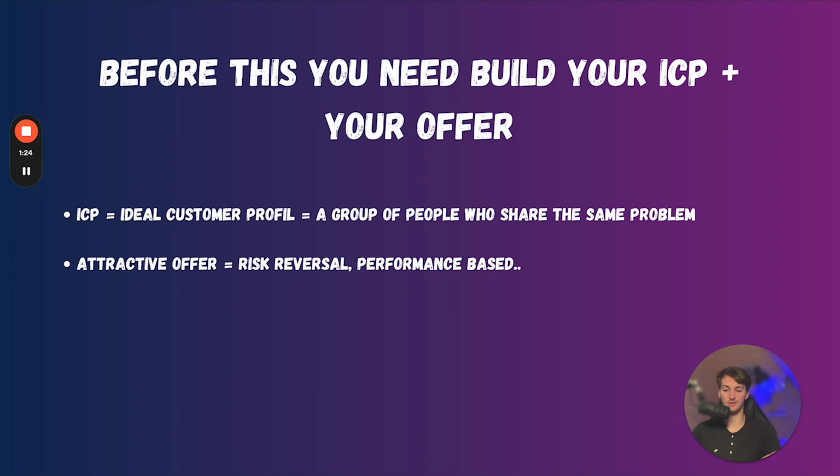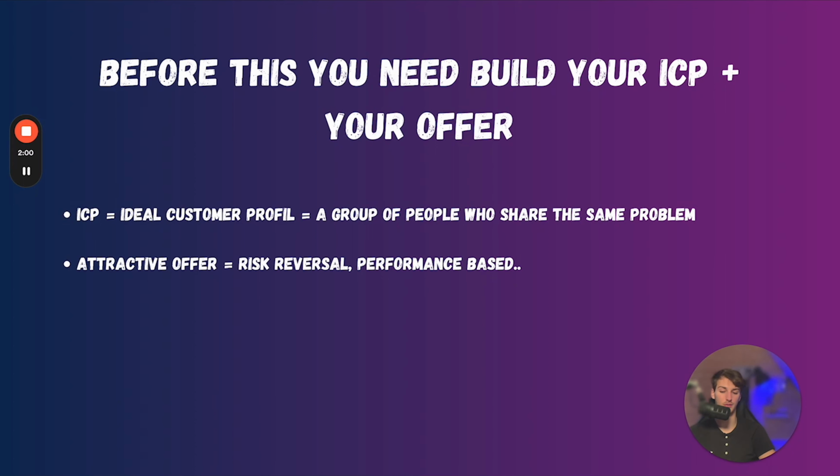So basically, ICP is your ideal customer profile. Let's say you have a lead generation agency. Basically, it's going to be your target. So who are the people who could be interested in your service? It's a group of people who share the same problem. For a lead generation agency, it would be, for example, marketing directors at SaaS companies who have just raised funds and who are looking to scale their business. This is an example. For a website agency, it would be people who just bought their domain name and who are looking to build beautiful websites.